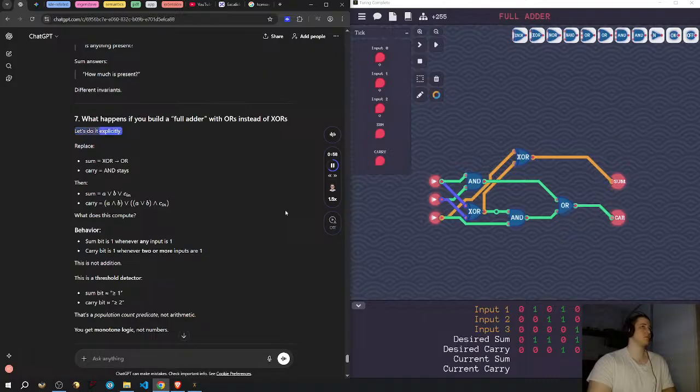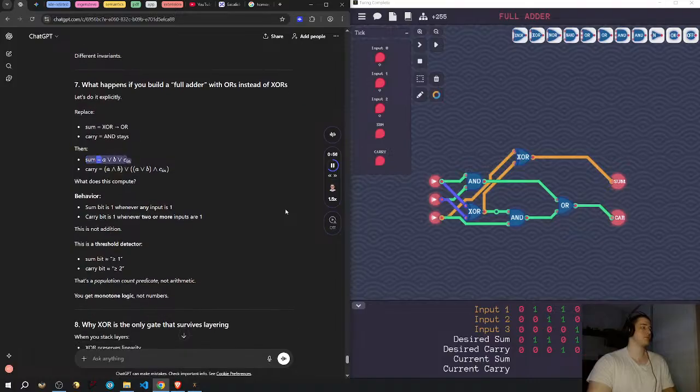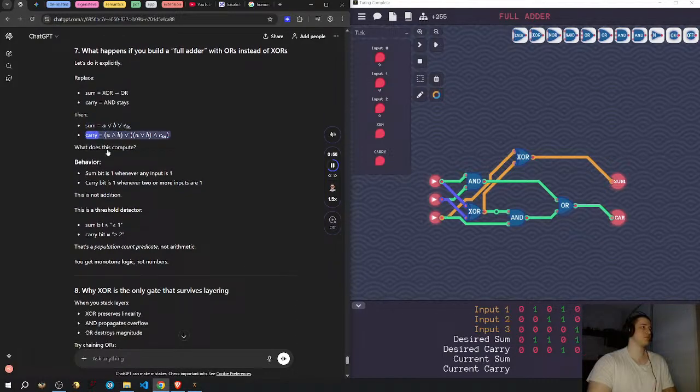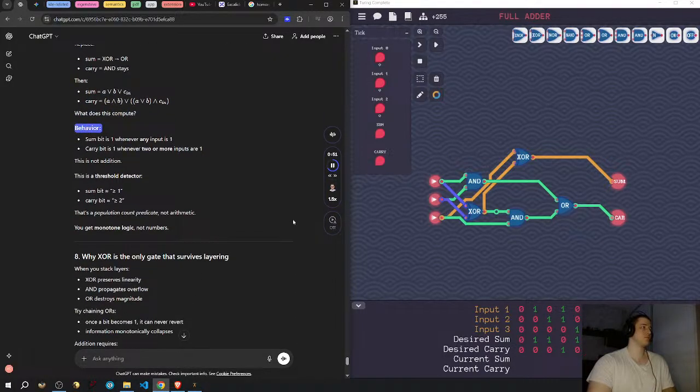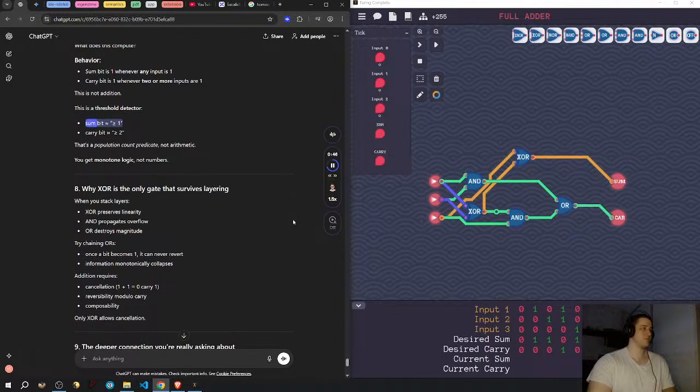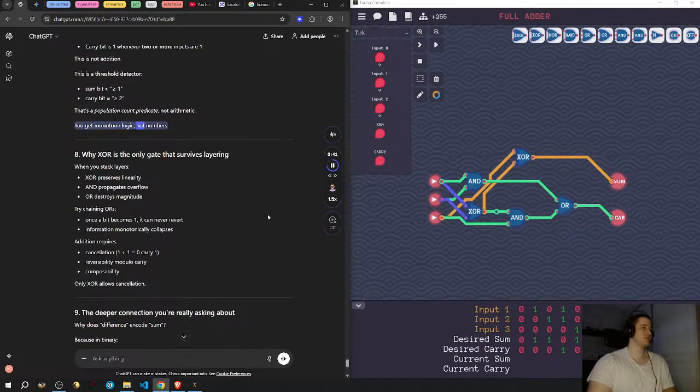7. What happens if you build a full adder with ORs instead of XORs? Let's do it explicitly. Replace sum equals XOR with OR, carry and AND stay. Then sum equals a OR b OR cin, and carry is the majority. What does this compute? Behavior: sum bit is 1 whenever any input is 1. Carry bit is 1 whenever 2 or more inputs are 1. This is not addition. This is a threshold detector. Sum bit approximately equals greater than or equal to 1. Carry bit approximately equals greater than or equal to 2. That's a population count predicate, not arithmetic. You get monotone logic, not numbers.